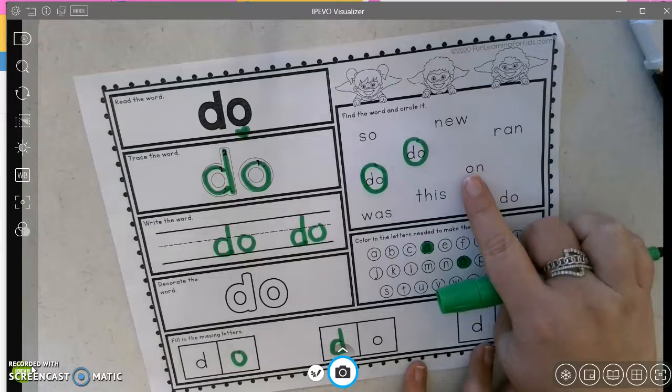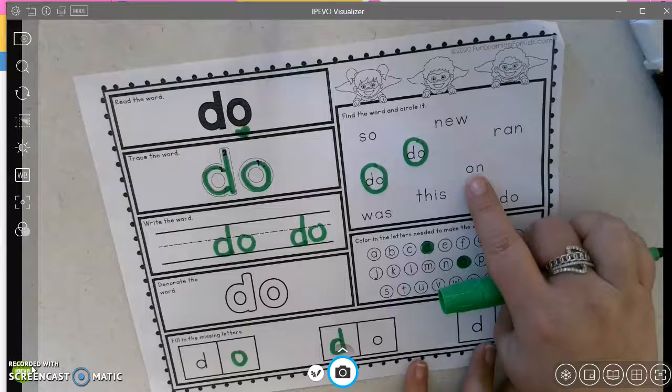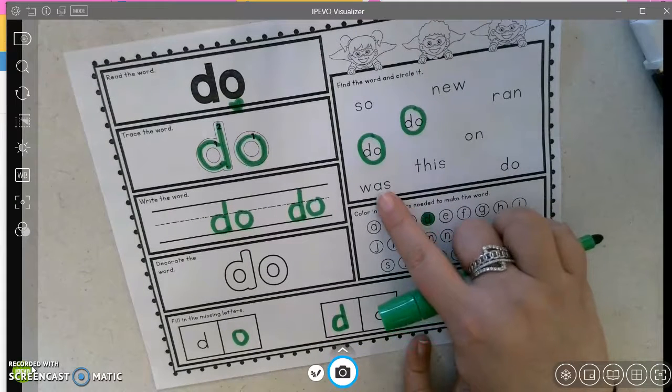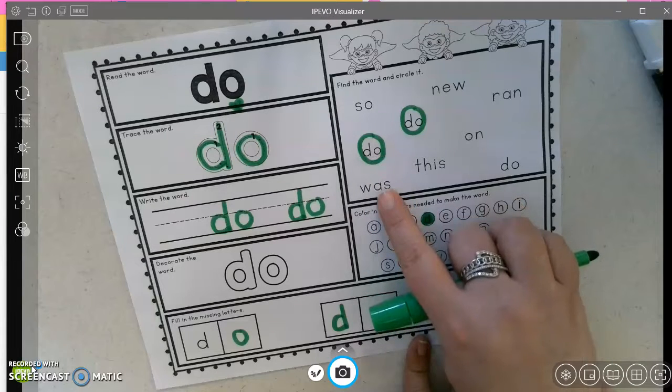What about this one? This one has an O, but the O's in the wrong spot. The O is supposed to be the second letter, not the first letter, the second letter. And this word doesn't have a D. This is not do. What about this word? This word doesn't have a D or an O, and it has 3 letters. Do is only 2 letters. This is not the word do.